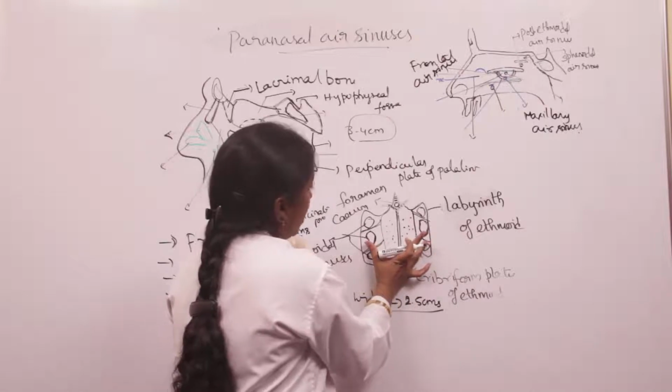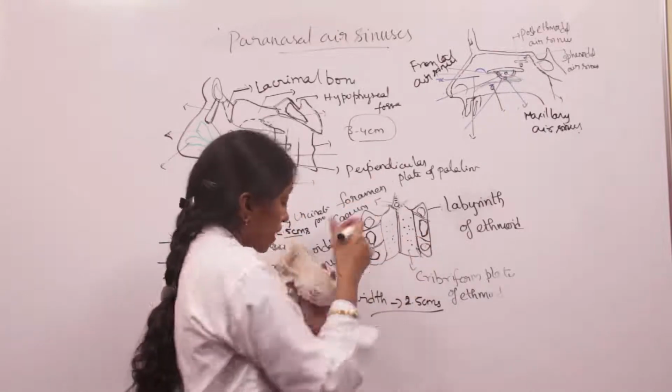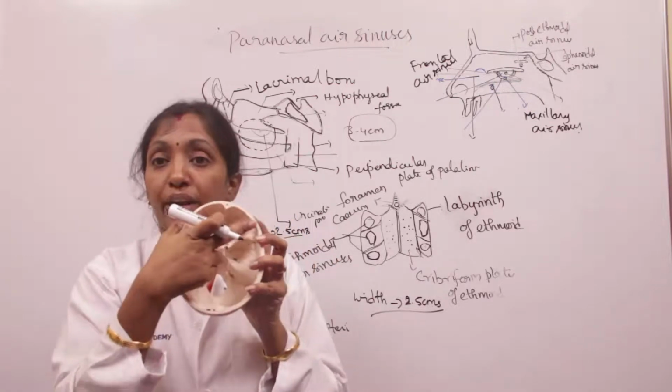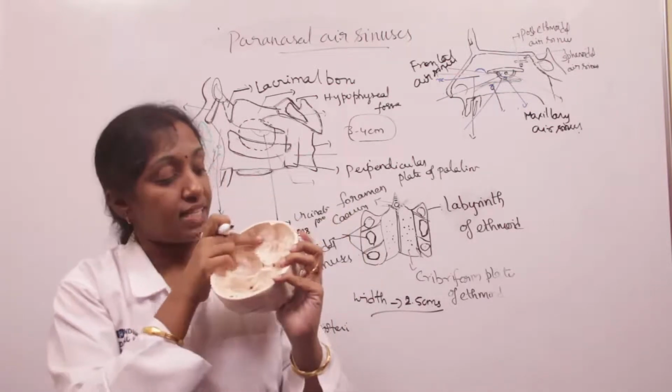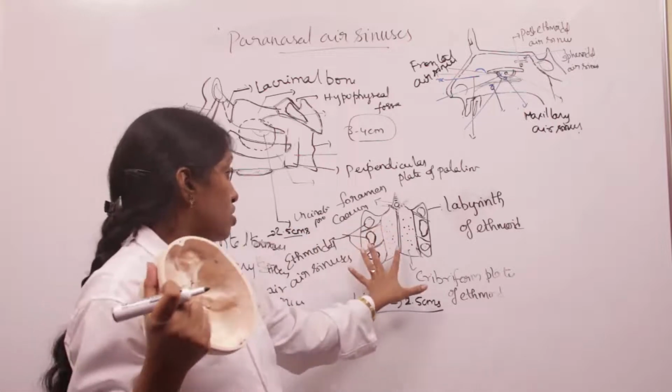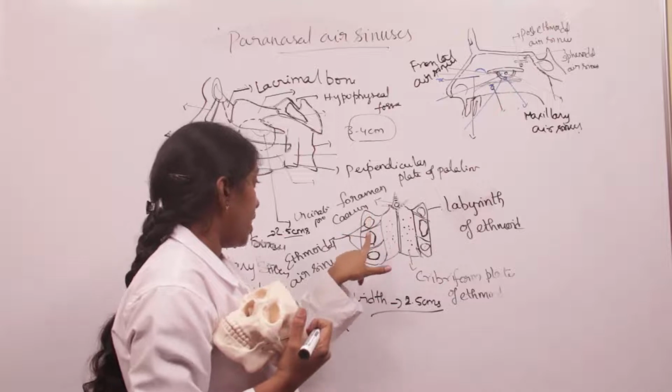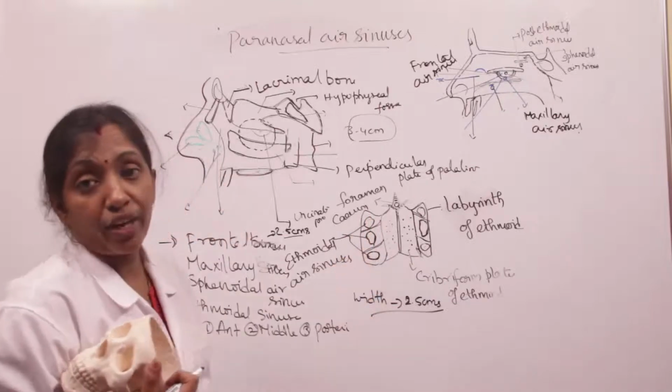On either side of the cribriform plate of the ethmoid, we can't see the labyrinth of the ethmoid because it is overlapped by the orbital plate of the frontal bone. So the labyrinth of the ethmoid consists of anterior, middle and posterior ethmoidal air sinuses.